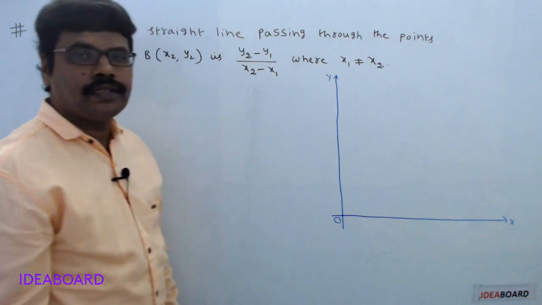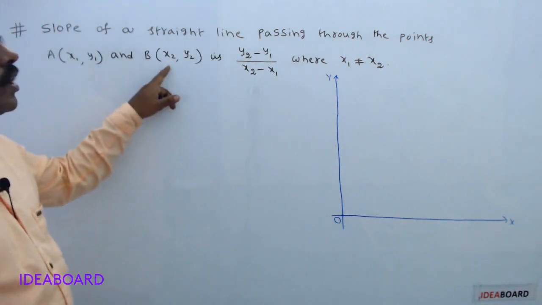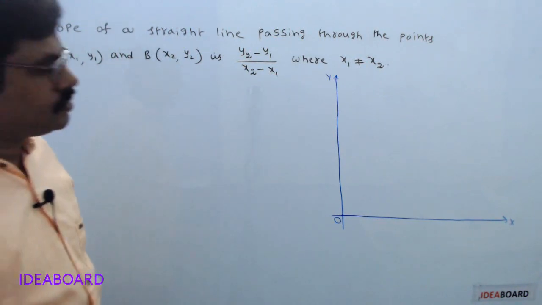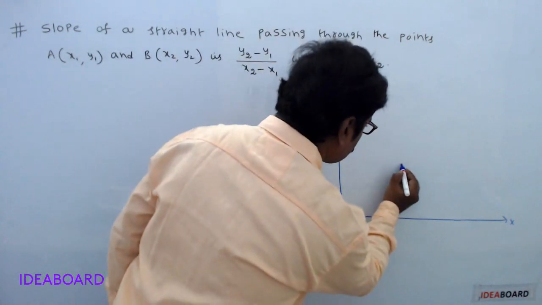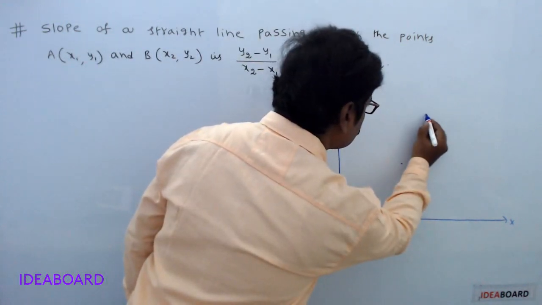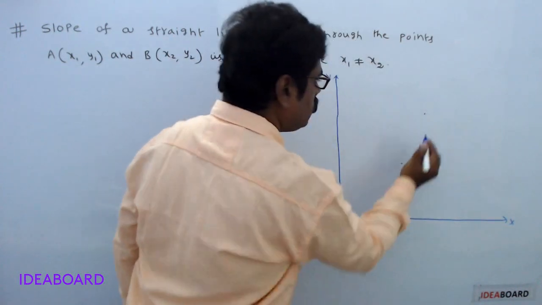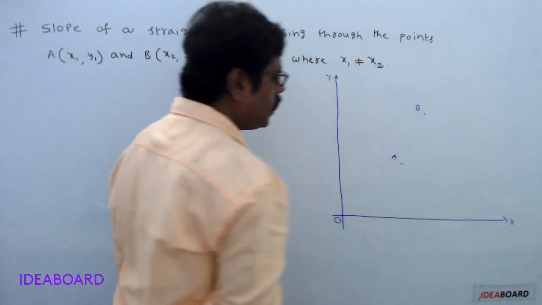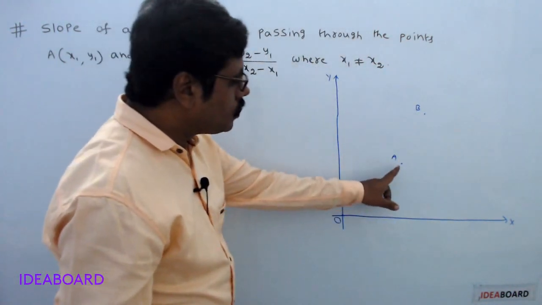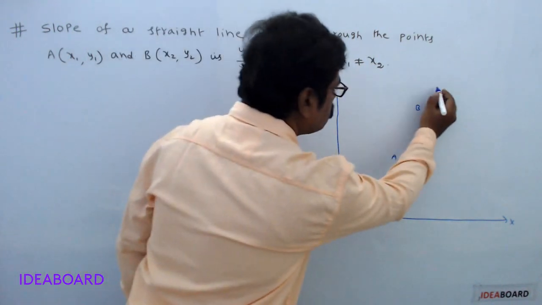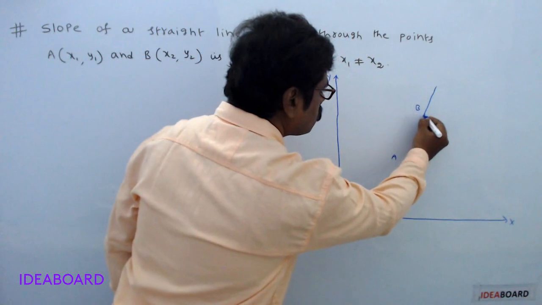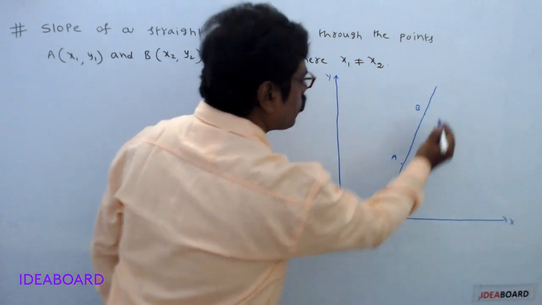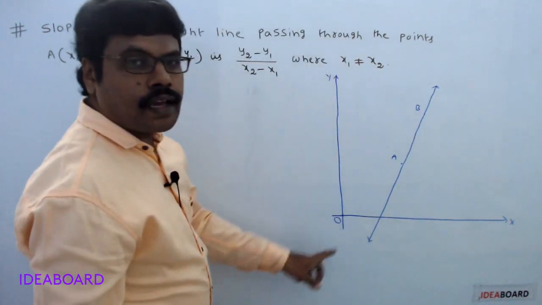Now what are the given points? A(x1, y1) and B(x2, y2). Now plot these two points in your xy plane. Suppose this is the point A, this is the point B. Now draw a line passing through the points A and B. Now this is the straight line AB.